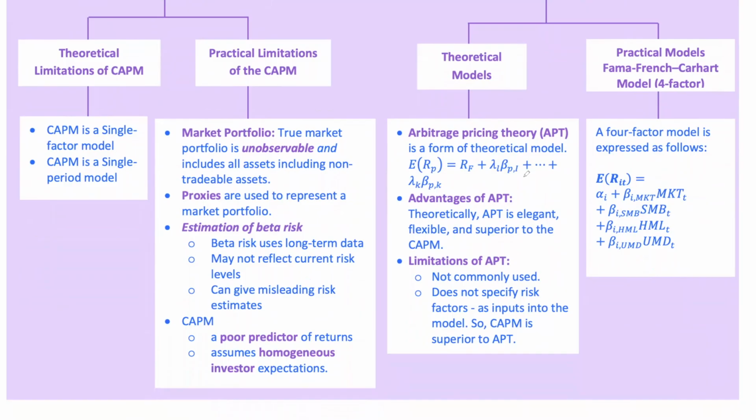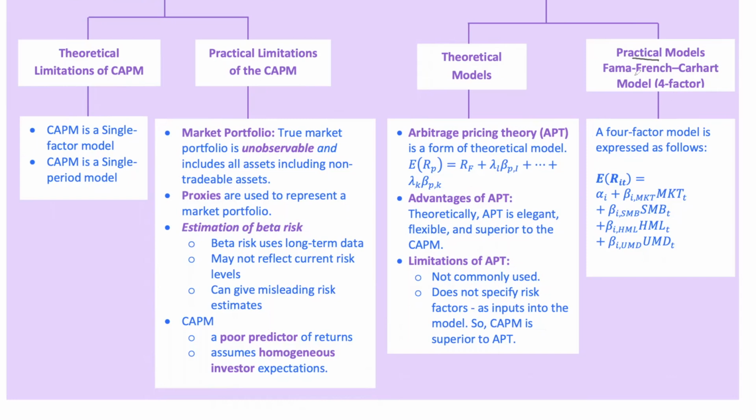Think about it. Inflation, GDP growth, oil prices, investor sentiment, interest rates. Markets react to all of it. So APT says returns can be explained by several risk factors, not just one. Sounds great, right? It's flexible, elegant, and way more realistic. But here's the catch. It doesn't tell you which factors to use. It's like saying, yeah, there are multiple drivers, but not giving you the map. So in practice, most analysts still find CAPM easier to apply day to day.